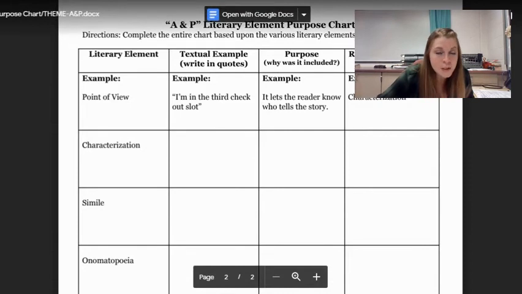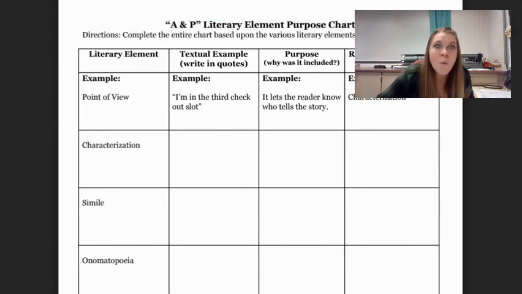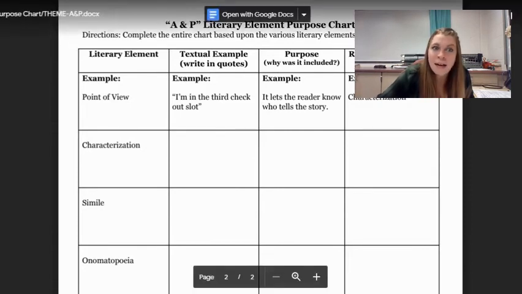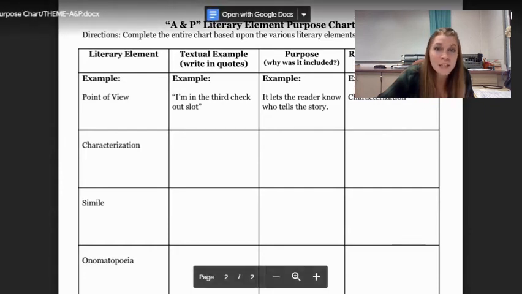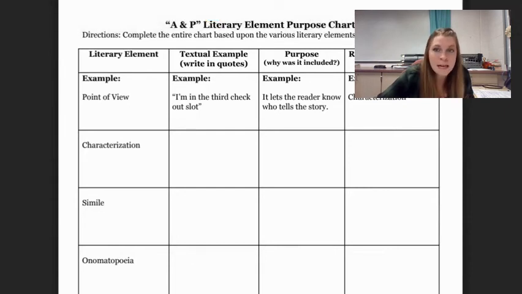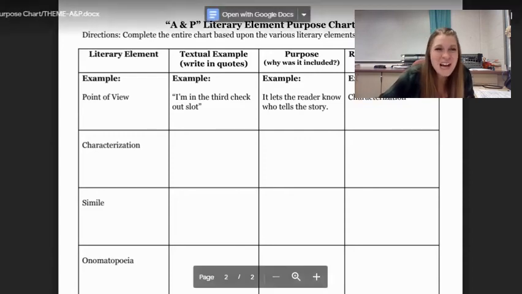Then purpose: why was it included? This is where you tell me why this literary element is being utilized in the text. Here it lets the readers know who tells the story. The last part is the relationship to other elements or theme. Point of view here is helping us identify the characterization because it's letting us know what is going on in the story, who's telling it, and what this person is like, because we're actually in their mind because of that first person point of view.